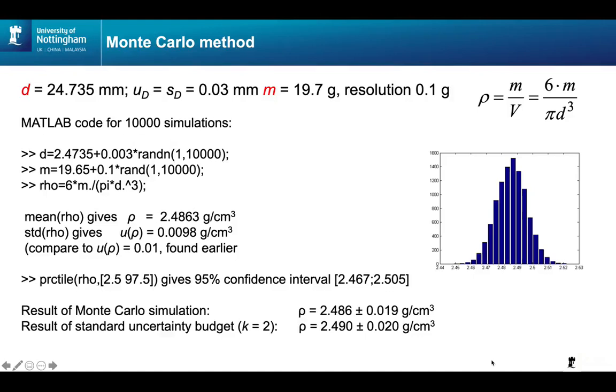And also in MATLAB, you can calculate various confidence intervals and things like that, but don't worry too much about those now. So the result from Monte Carlo gives us 0.019. The result from the standard model gives us 0.02. So it's pretty close.